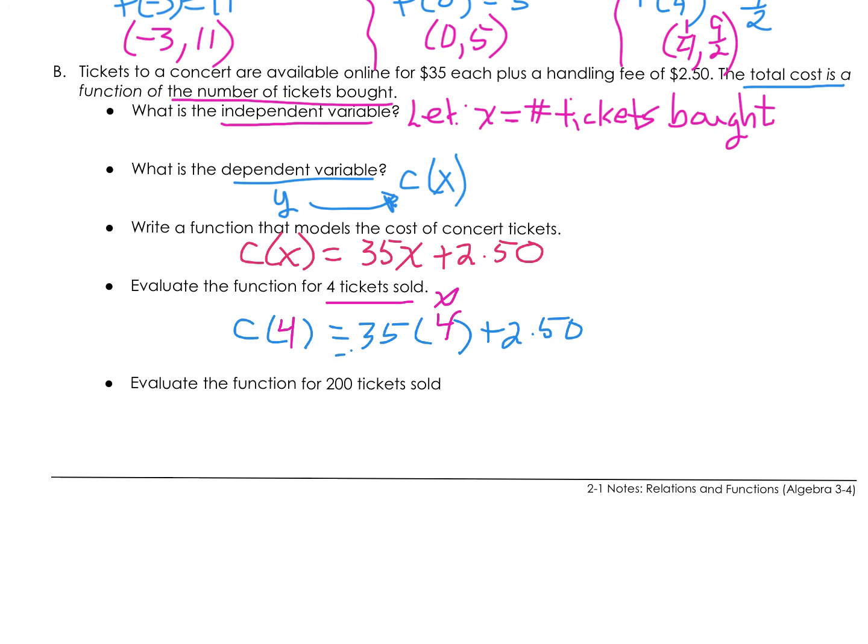So then I get equals 35 times 4 is 140 plus 2.50. So that means c of 4 is equal to 142.50. Right, and that's in dollars. And then you're to evaluate the function for 200 tickets sold. So I want you to pause the video. I want you to evaluate the function just as I did before, and then restart the video and check your answer.